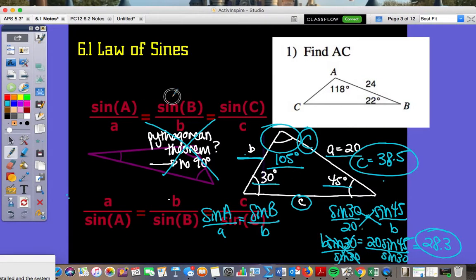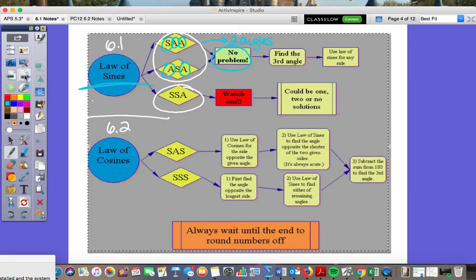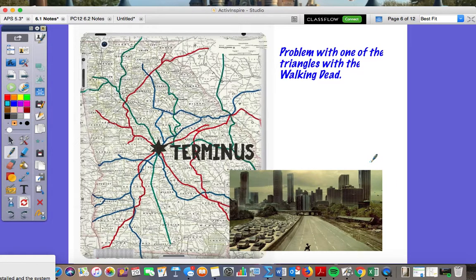So I wanted to quickly show that to you because I wanted to give you a problem that's relevant to The Walking Dead. I love using illustrations and examples. You'll always ask me, hey, Coach, when will I ever use this? And at least with law of sines and cosines and what we're focusing on, it's used a lot more than what we've done in the other units.